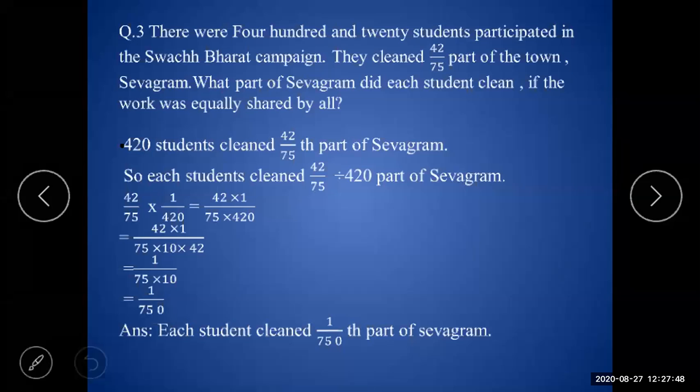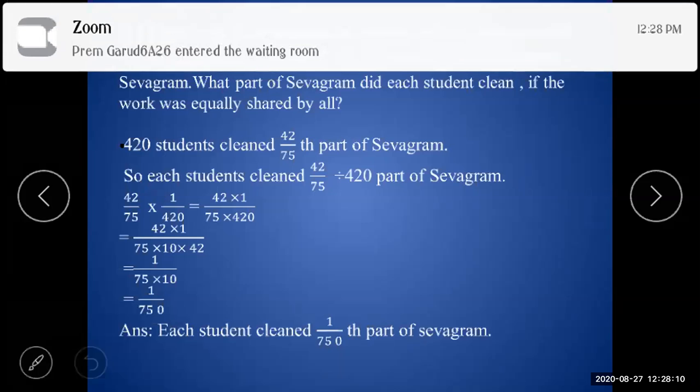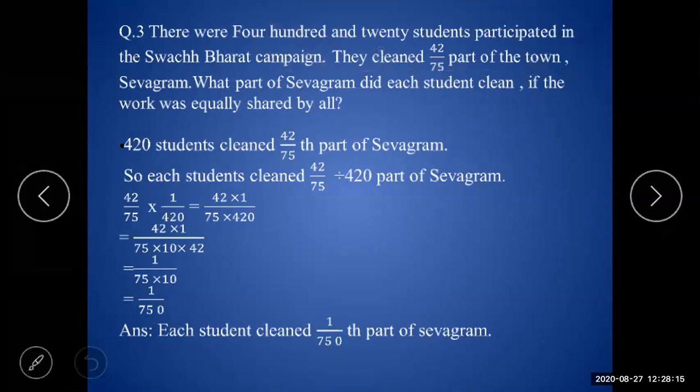हर एक बच्चे ने कितना क्लीन किया? If the work was equally shared by all, how much part has each student cleaned? हर एक बच्चे ने how much part they have cleaned it. Now here the first question is what? They have given us the total number of participants. How many students? 420. Now here first statement we will write as 420.